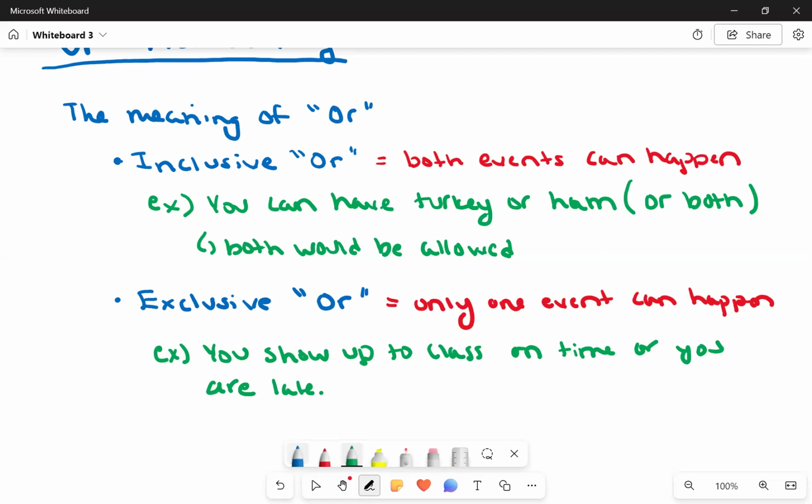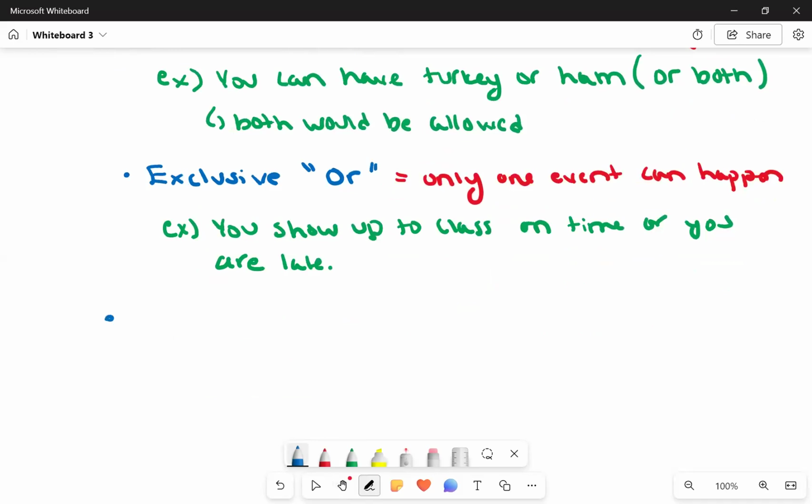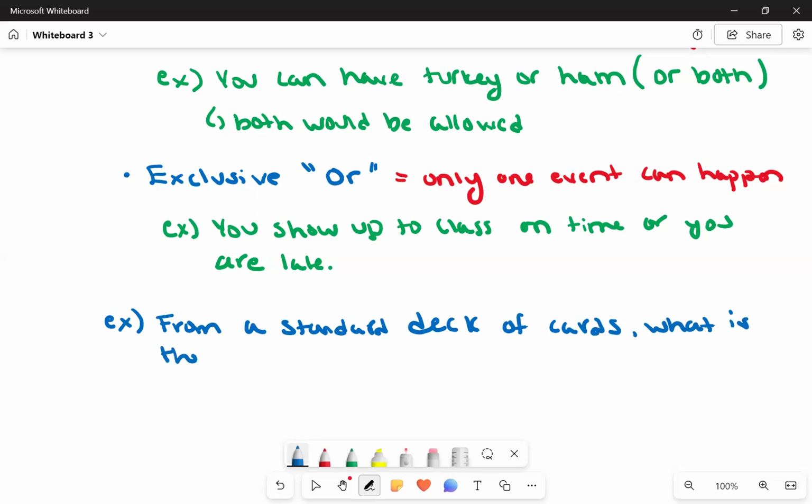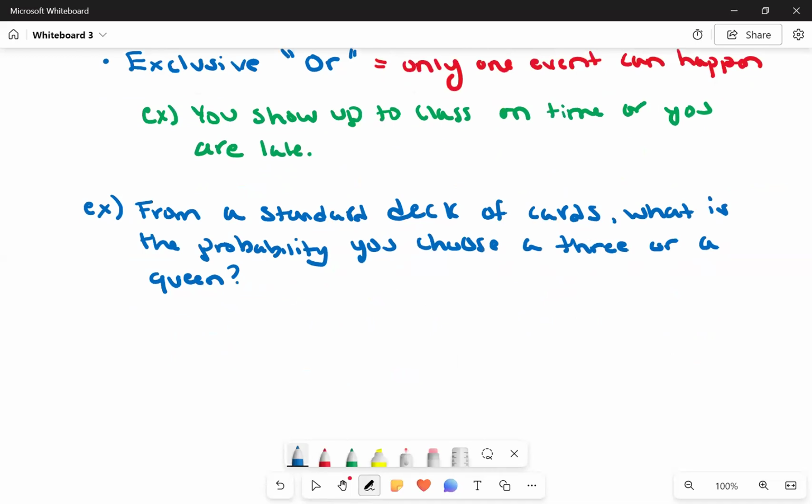Okay. So that's the idea between exclusive and inclusive or. Let's go ahead and look at some examples, and we will touch on this as we go through some examples of the OR probabilities. Let's look at this one. Using a standard deck of cards, what is the probability you choose a 3 or a queen? In this case, this would be an exclusive or because you can't have a card that is both a 3 and a queen.